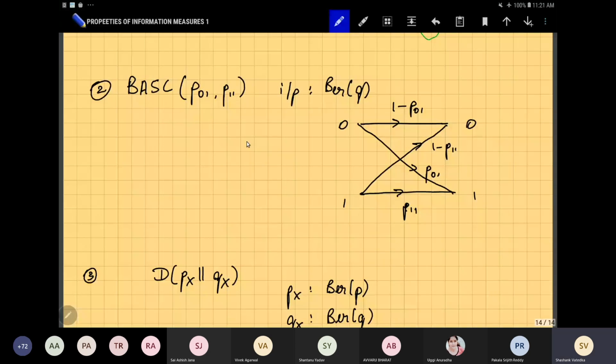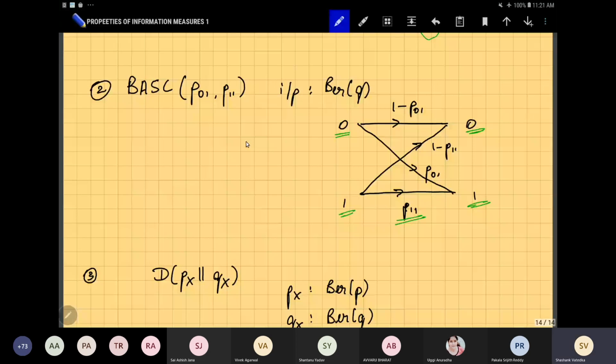So if the input to the channel is bit 0, then the output is 0 with probability 1 minus P01, and it becomes a 1 with probability P01, right? And if you transmit a 1 across the channel, then you receive 0 with probability 1 minus P11, and you receive 1 with probability P11. So P11 is the probability that the receiver gets 1 given that the input is 1, and P01 is the probability that the receiver gets 1 given that the input is 0.